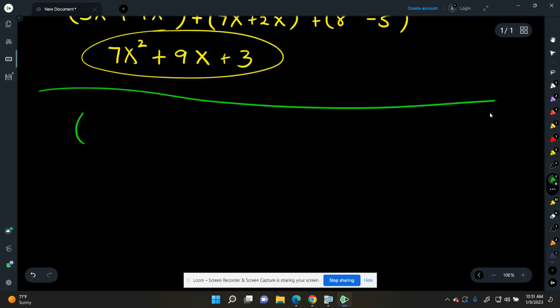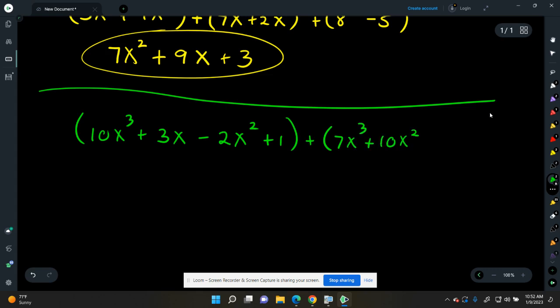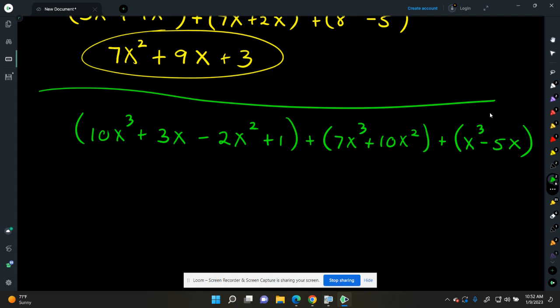Okay, let's do 10x to the third plus 3x minus 2x to the second plus 1, plus 7x to the third plus 10x squared plus x to the third minus 5x. Okay, I'll wait for you to copy it down.